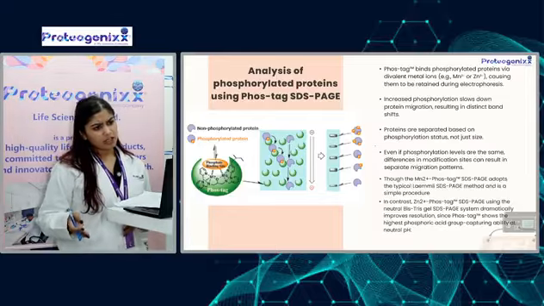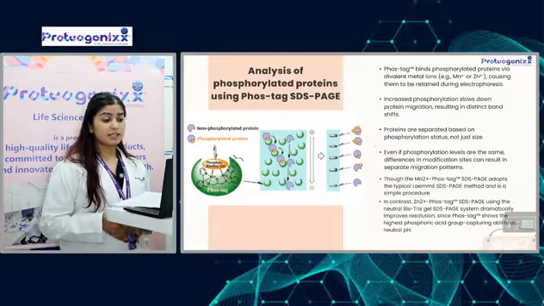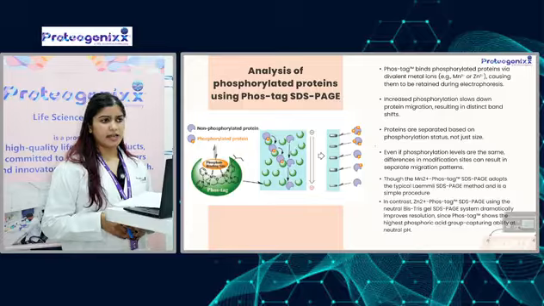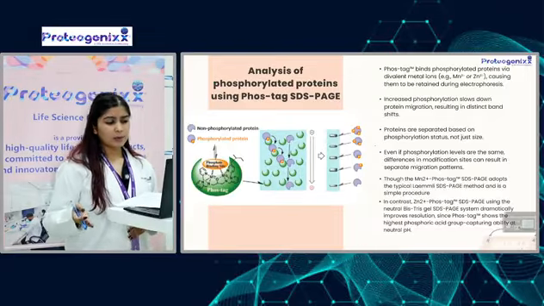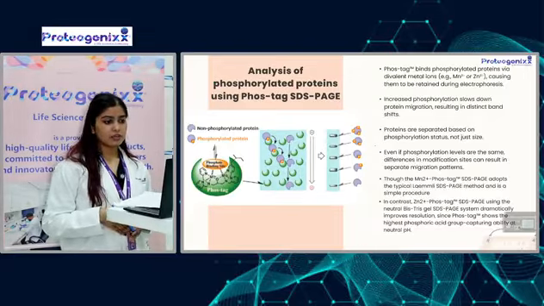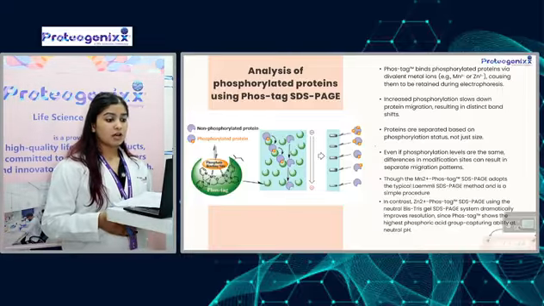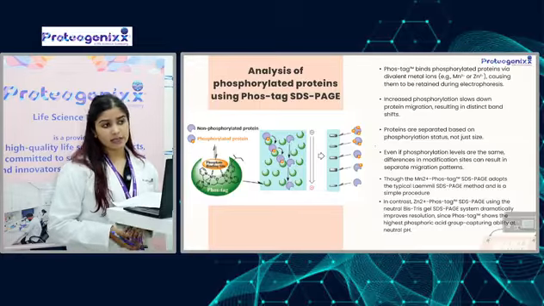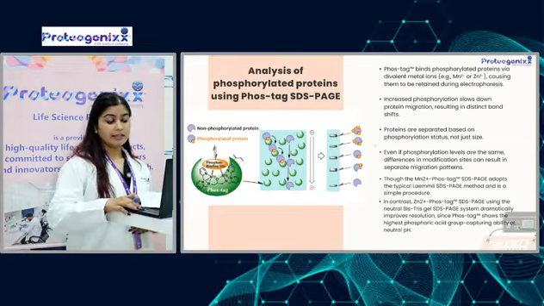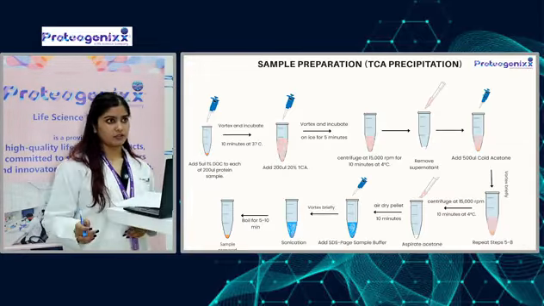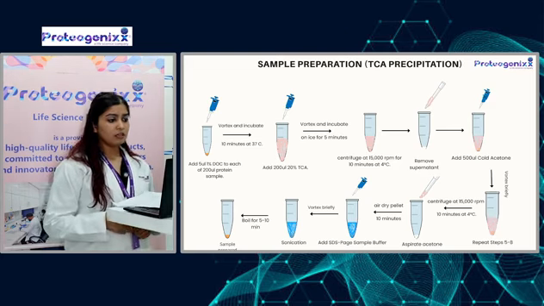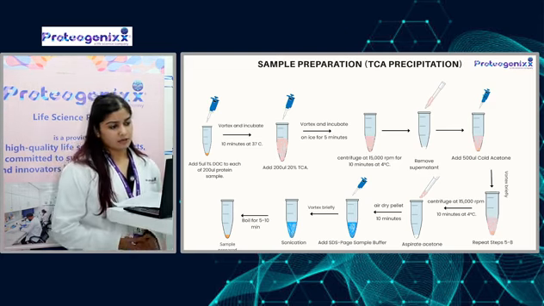When we are using manganese Phos-tag, the SDS-PAGE adopts the typical Laemmli SDS-PAGE method and is a very simple procedure. But when we are working with zinc Phos-tag, we use a neutral Bis-Tris SDS-PAGE system, because it has the highest phosphate capturing ability at neutral pH. So how do we prepare the sample for this?